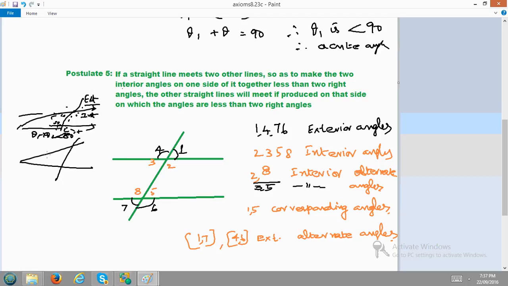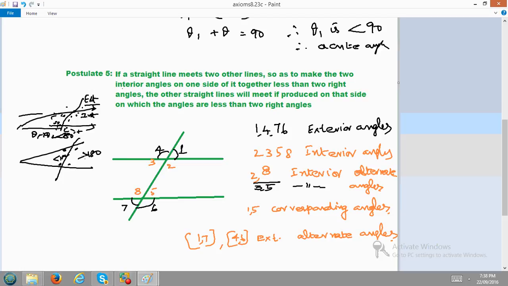These two angles are on a straight line. This is the third line that meets the other two lines. These two are interior angles, and these two are also interior angles. Here, the sum of the interior angles is less than 180. Here, it is greater than 180.